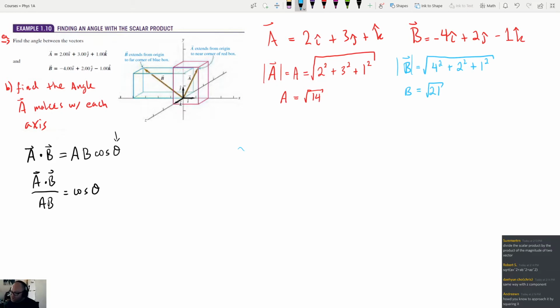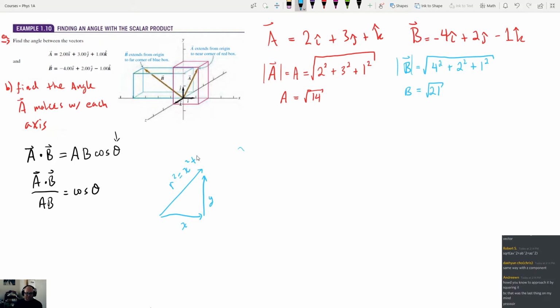How did you know to approach it by squaring it? Well, how much do I want to explain? So you know that if you have a vector that's in 2 dimensions that has, for example, an x component here and a y component here, that if you want to find the magnitude of the vector, you can use the Pythagorean theorem, right, Andrew? r squared is equal to x squared plus y squared. It's the same thing.